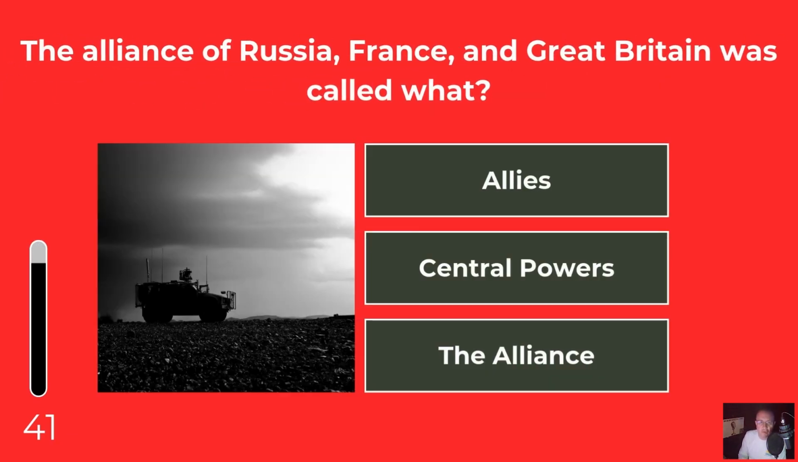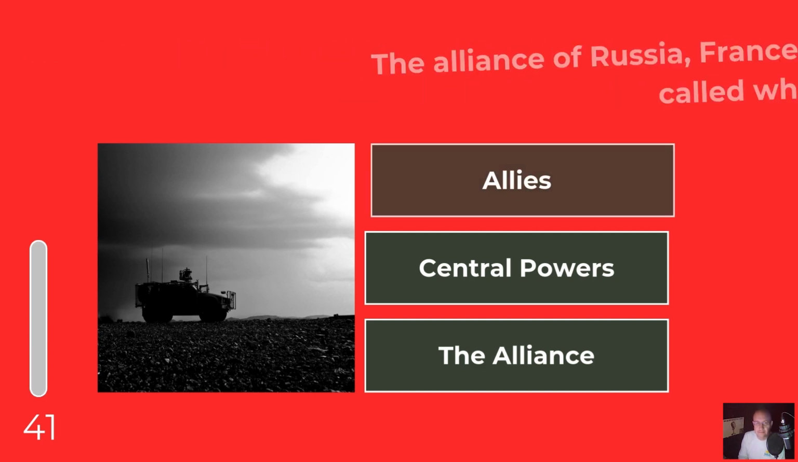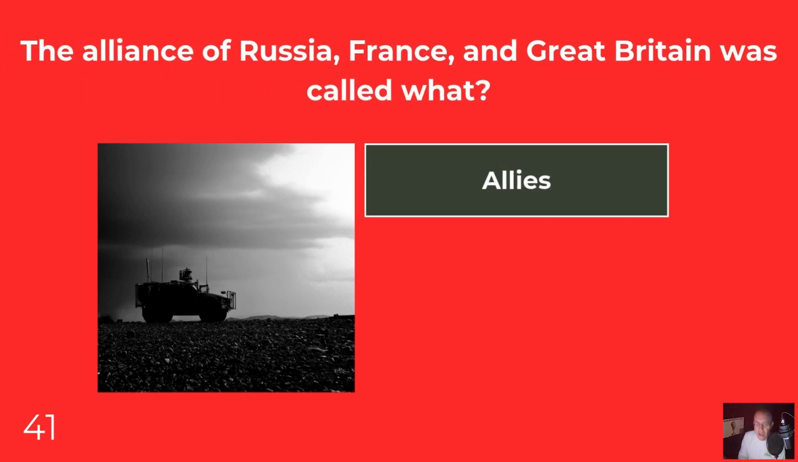The alliance of Russia, France, and Great Britain was called what? Were they the Allies, the Central Powers, or were they called the Alliance? They were called the Allies.